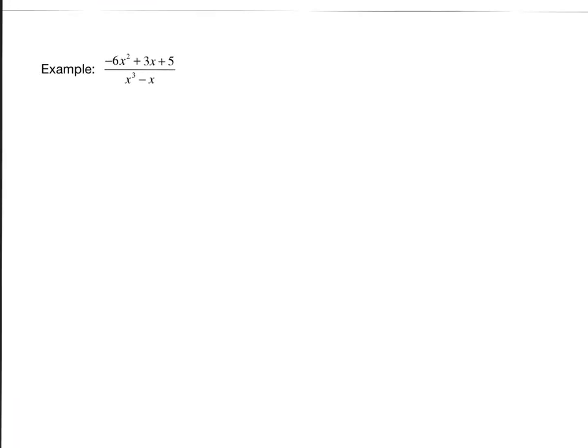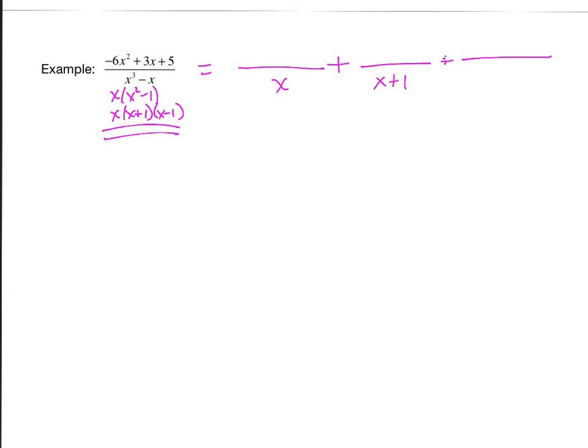Let's take a look at this one. Okay, so when I factor this and I take out an x, that leaves me with x squared minus 1, and that actually continues to factor. So you can see why this one's maybe slightly more difficult. There's 3 distinct factors in this denominator, which means over here I'm going to have 3 different fractions. One with x plus 1, and one with x minus 1.